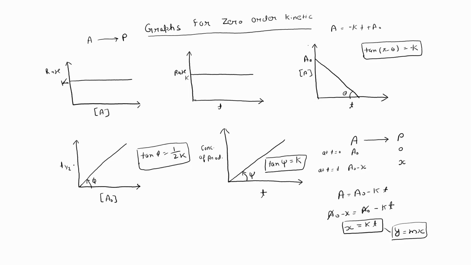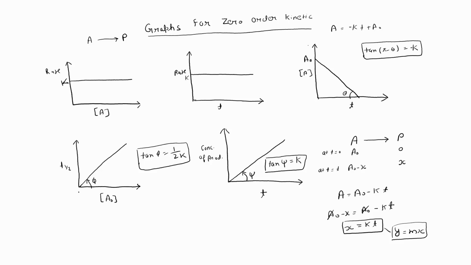So for a zero order reaction, half life is equal to A naught by 2k. So with respect to A naught, it is a constant line with a slope of 1 by 2k. And for concentration of product, it is a constant line with a slope of k. So we have three types of graph: concentration of A, that is concentration of reactant, concentration of product, and t half. If any one of these graphs is given and the slope of that line is given, we can easily find your rate constant and order of the reaction.